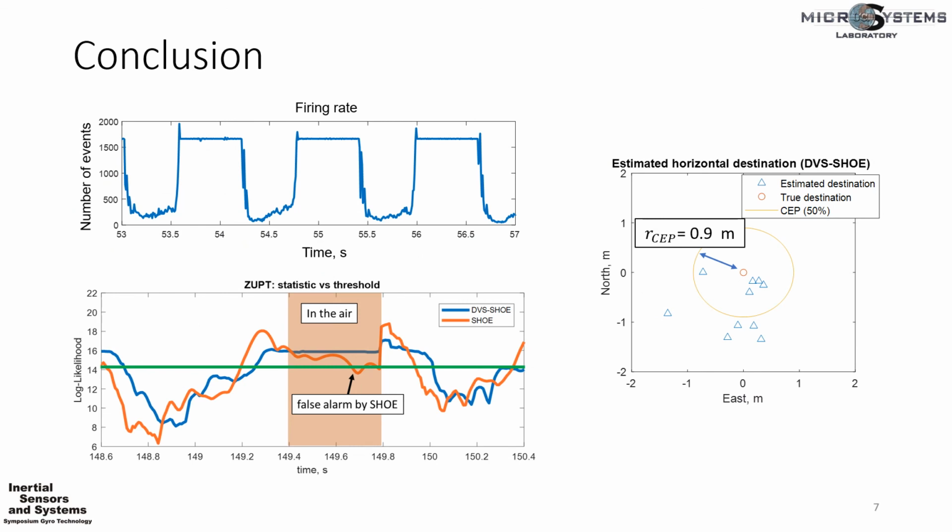In conclusion, in this presentation, we first discussed that the firing rate of a foot-mounted DVS could be used as a reference for stance phase detection. Then we compared the likelihood statistic of both the shoe detector and the DVS shoe detector. At the same threshold level, the DVS shoe detector eliminated the false alarm generated by the shoe detector. Lastly, we evaluated the navigation performance of the shoe detector. The experimental result shows that the CEP when the DVS shoe detector was used is improved by 26%.